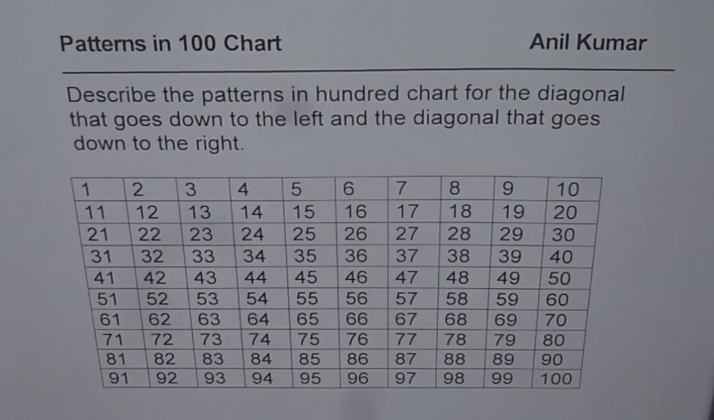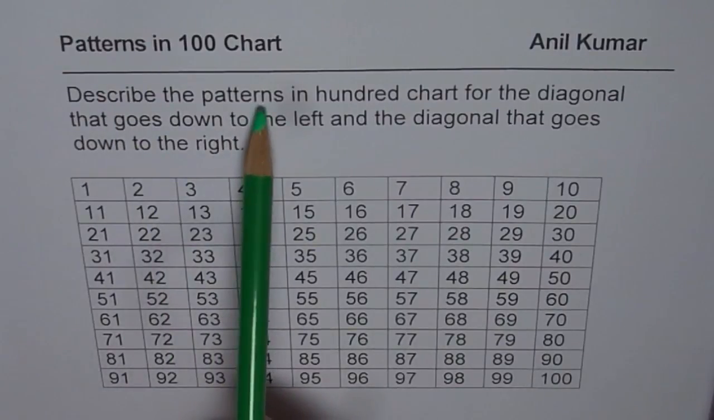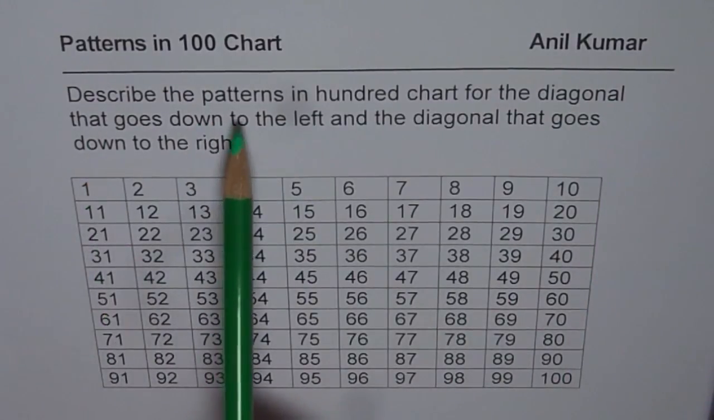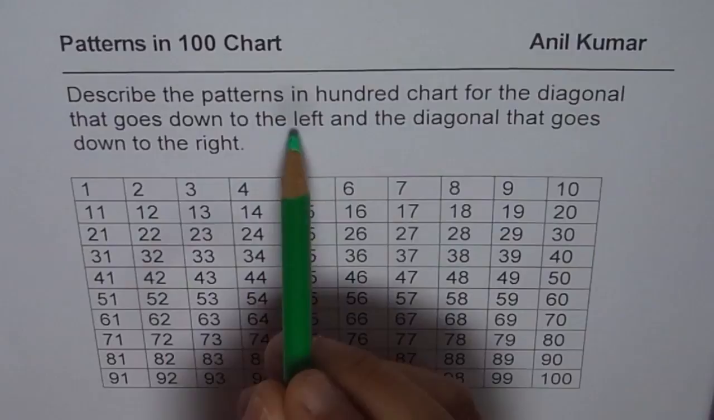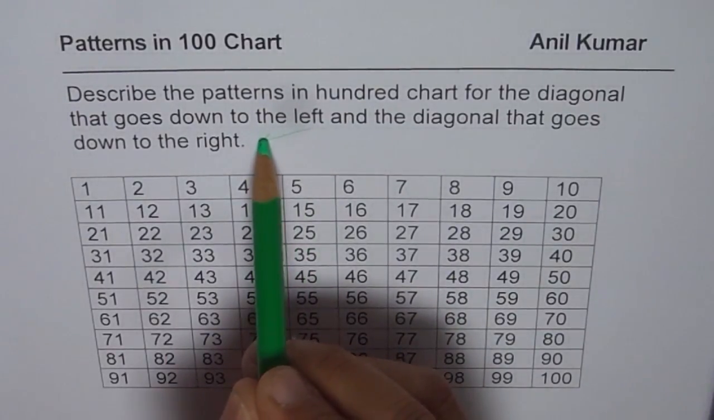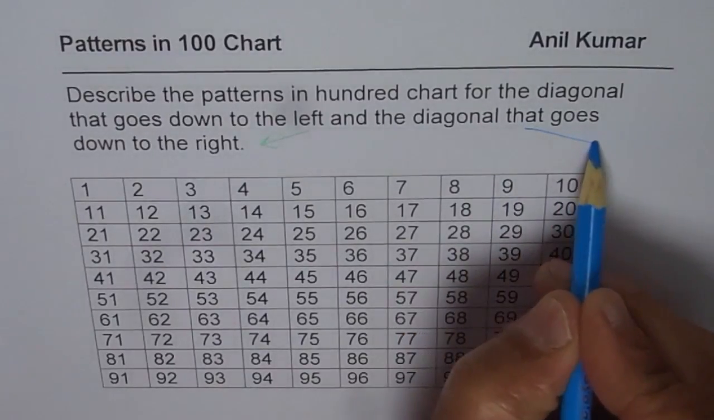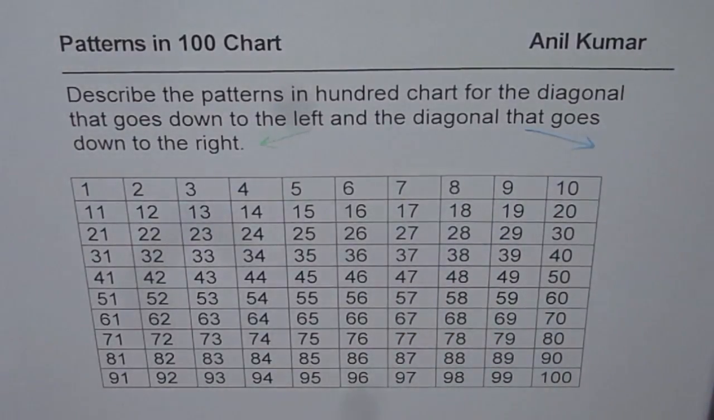Now you need to pause the video, copy the chart, understand the question, answer, and then look into my solution. Let's read the question once again. Describe the patterns in 100 chart for the diagonal that goes down to the left. Down to the left means in this direction, right? Down to the left. And the diagonal that goes down to the right. So let me draw down to the right in a different color, let's say blue. So we're looking for two diagonals and we need to figure out patterns.